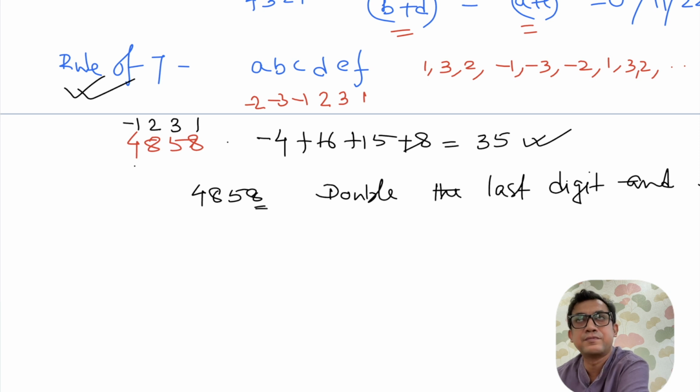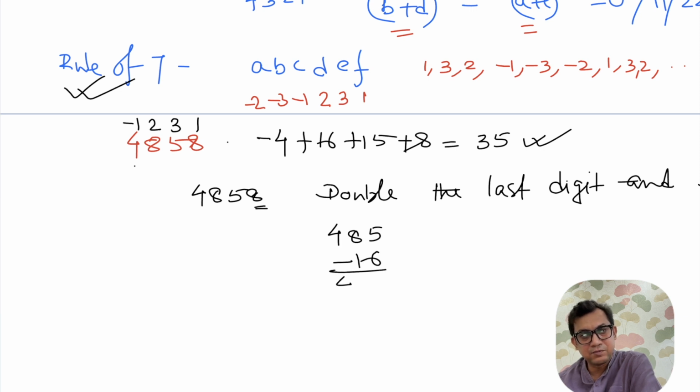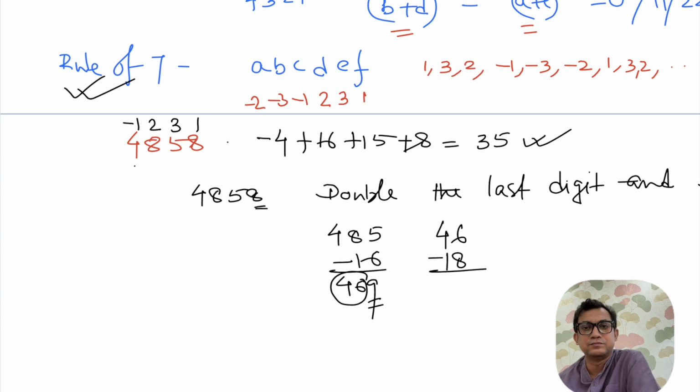What is the last digit? 8. Double it, 16. So 485 minus 16, 469. Again the last digit is 9. Double it, 18. And what are the remaining digits? 46. So 46 minus 18, 28. Now is 28 divisible by 7? Yes. So the entire number is divisible by 7. You can go with either method.